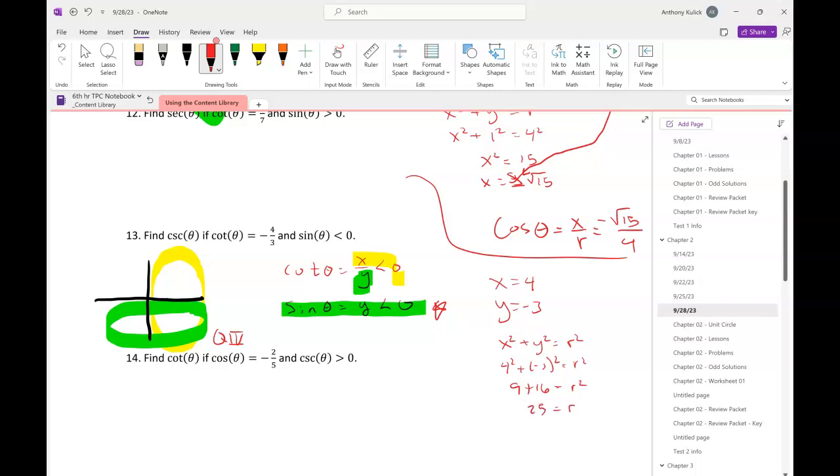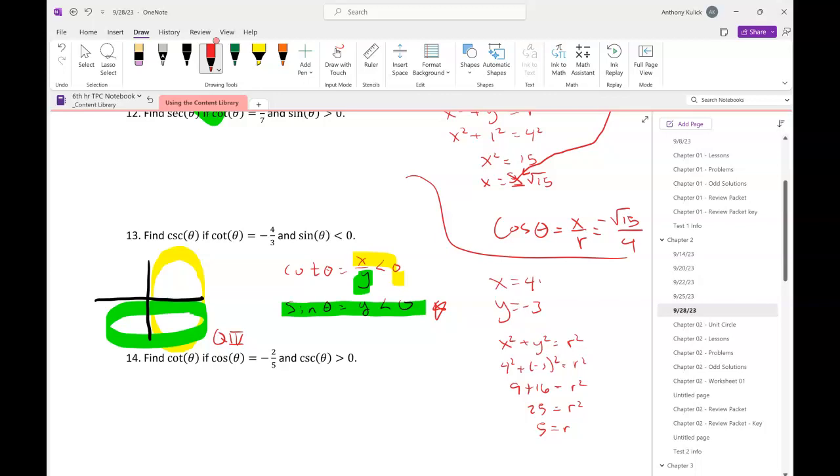And since r is a distance, I know that that result always is going to be positive. X and y are coordinates. Those can be positive or negative. So I have to be careful about the plus or minus. R is a distance, always going to be positive.